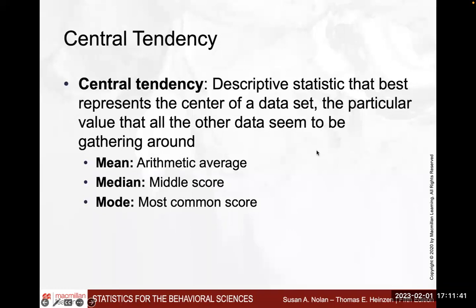The descriptive statistic that best represents the center of a data set, the particular value that all the other data seem to be gathering around. Okay, so these are Nolan and Heinzen's words. So we will discuss 3 different measures of central tendency. We're going to be discussing an arithmetic average, the so-called mean. We will be discussing the median, the so-called middle score, and we will be discussing the mode as the most common score.